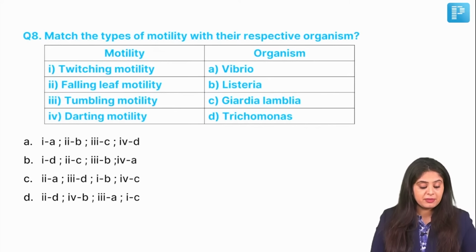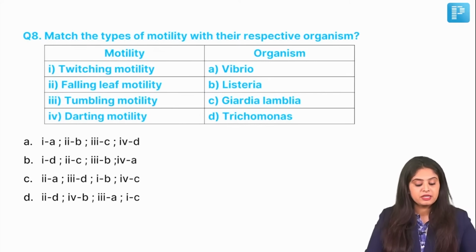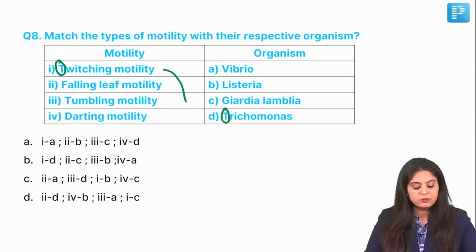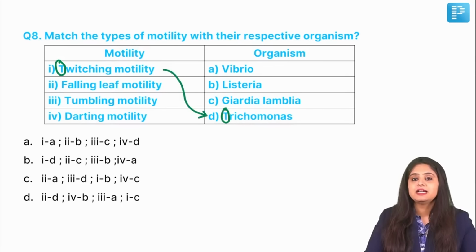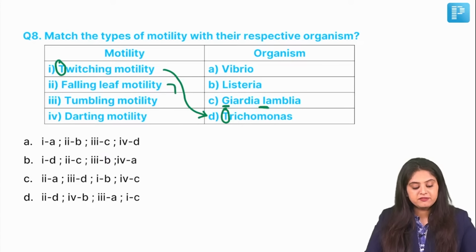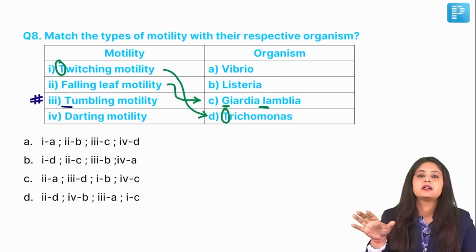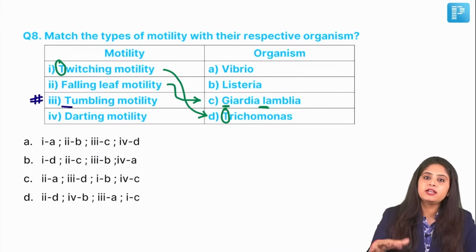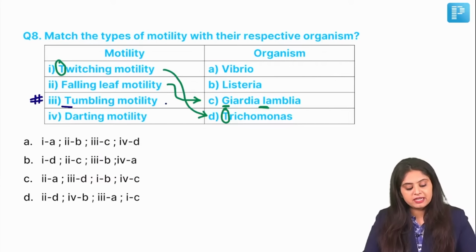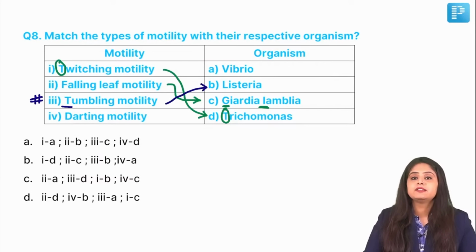Let's go to another match the following, more motility questions. Now just now I taught you twitching motility. Which one will you mark? You will mark Trichomonas. So that is done. In the last class I was also teaching you falling leaf motility for which one? Giardia lamblia. How can you forget, it is the favorite question of both INI and FMGE. Tumbling like a drunk friend falling left and right. Who is that drunk friend bacteria of yours which is falling like a drunk friend?